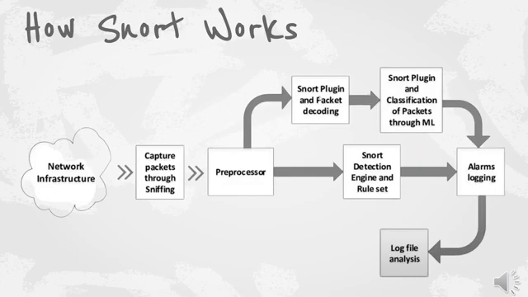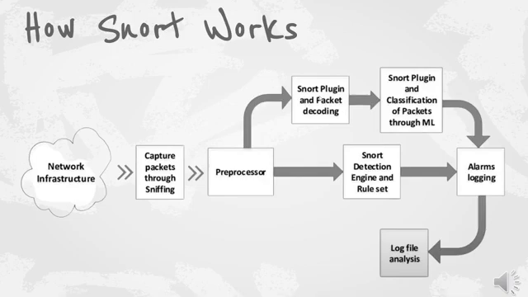So how does Snort work? This diagram really explains what happens, right? You have your network infrastructure, and then incoming traffic comes into the Snort host or Snort server, and you can see right over here it captures packets through sniffing. So it captures all the packets for all the devices or hosts on the network. It then goes through the preprocessor, and then through the Snort plugins and packet decoding. And then, of course, it goes through the classification of the packets.